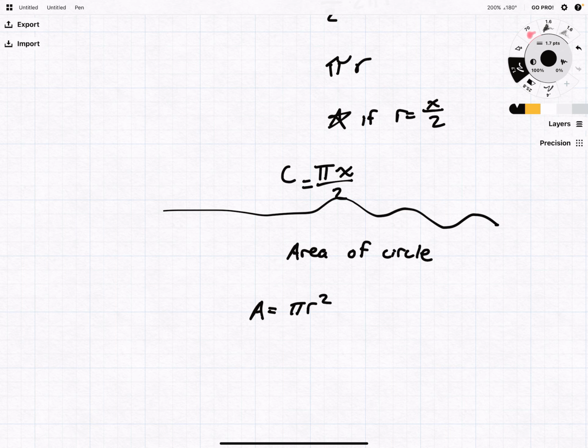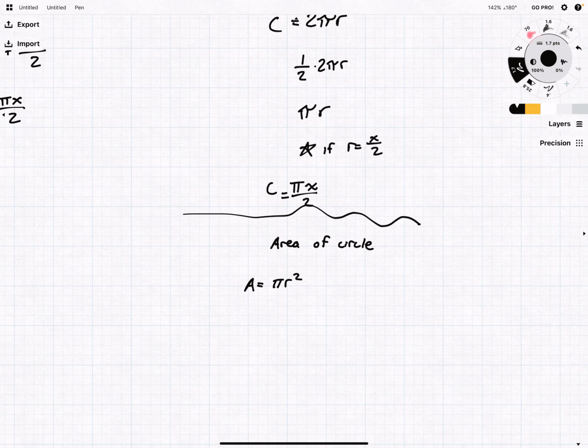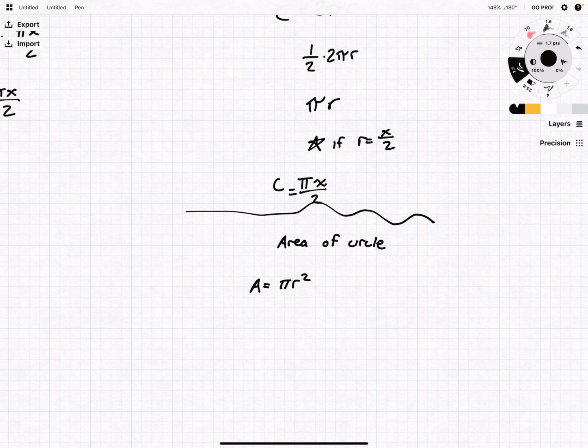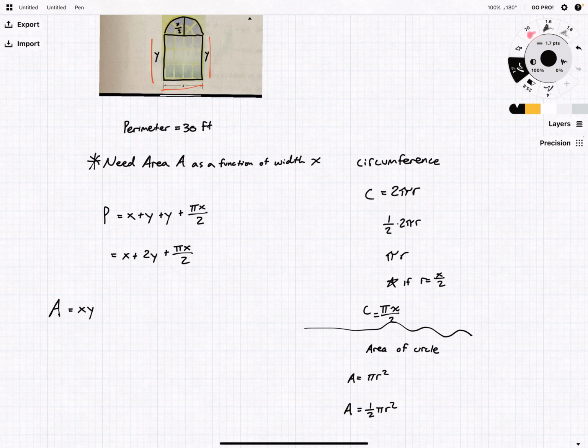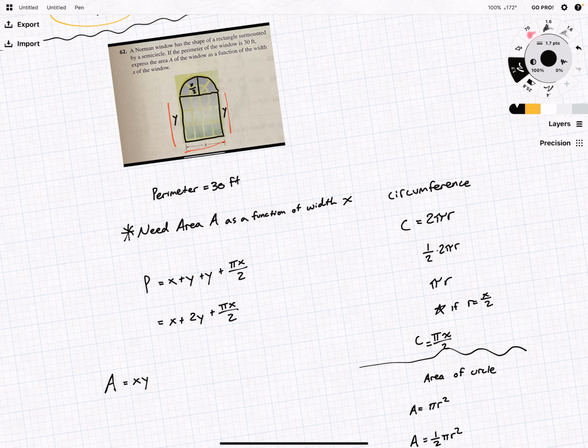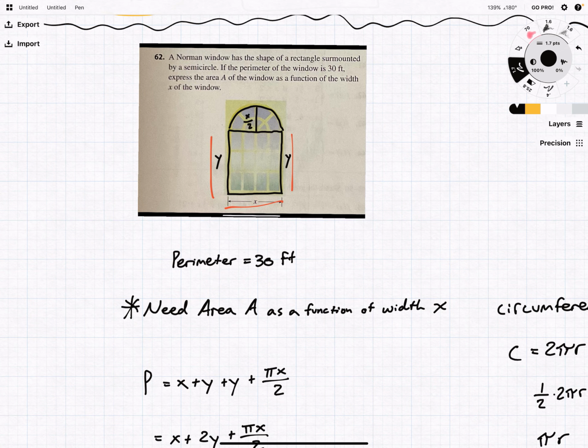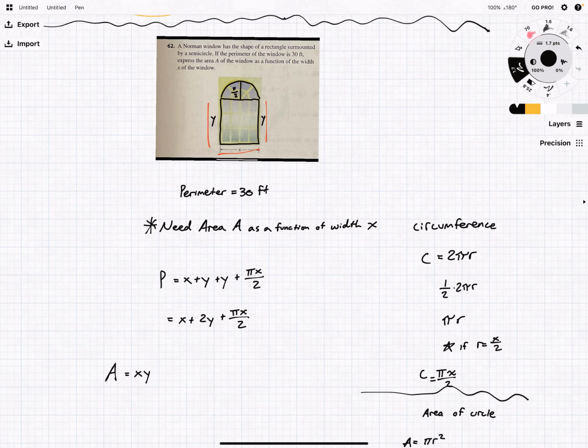But in this case, we have half a circle, right? So that means that the area A is going to be equal to 1/2 pi r squared. But even more, right? We want to get rid of those terms in r and put them in x. That way we have fewer variables. So we need to remember that the radius is equal to x over 2.